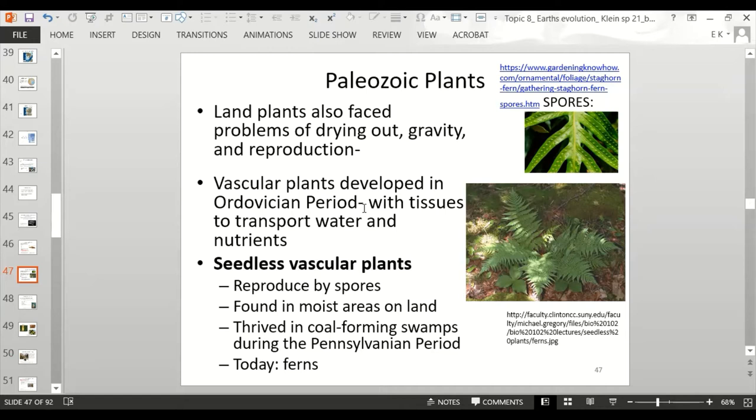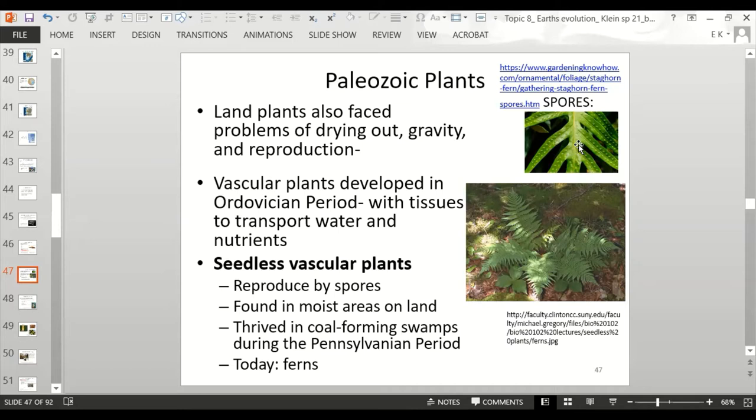So we started out with plants being seedless and vascular. Those were the first types of plants that were able to live on land, seedless vascular plants. And we still have plants like this today, and they're ferns. And when you look at this picture on top here, these little dots on the underside of this leaf are spores. So instead of seeds, ferns reproduce using spores.